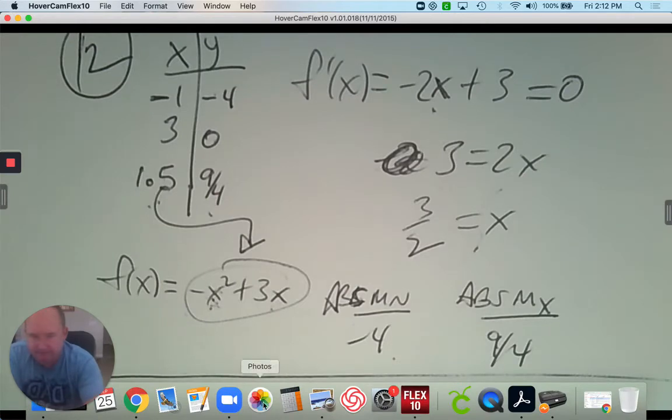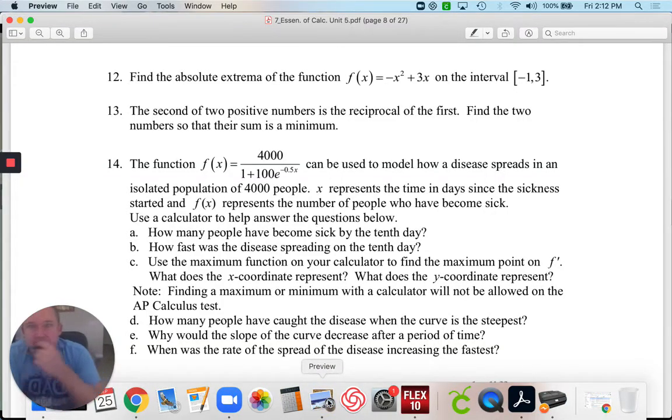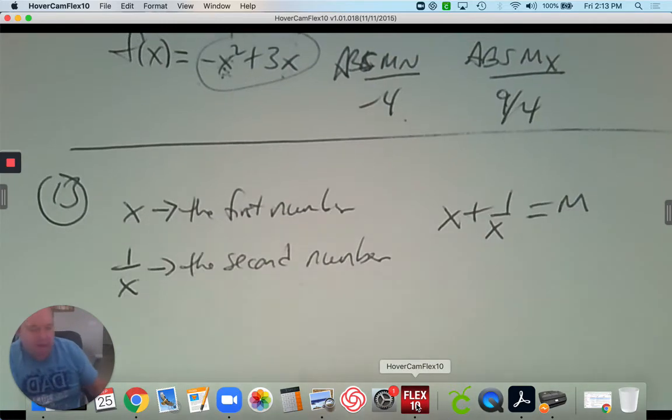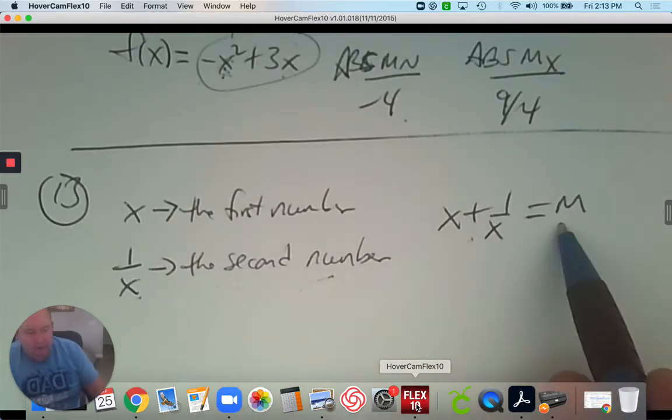Number 13. The second of two positive numbers is the reciprocal of the first. So x is the first number, and that means 1 over x is the second number. So the first number is x, and then 1 over x is the second one. And it says the sum is a minimum. So I'll just call that m. That's what I got so far. So the first number is x, the second number is the reciprocal, and the sum is a minimum.